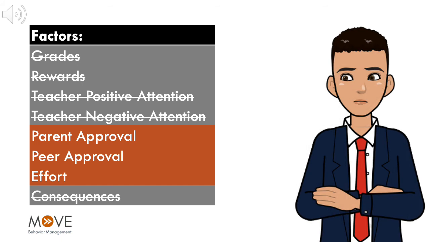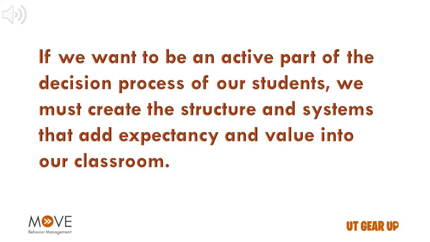If those strategies are removed, Billy might make a different decision about whether or not to follow the rule. In this example, all that would be left is parent approval, peer approval, and effort. All things that vary greatly among students and all things out of our control. If we want to be an active part of the decision process of our students, we must create the structure and systems that add expectancy and value into our classroom.